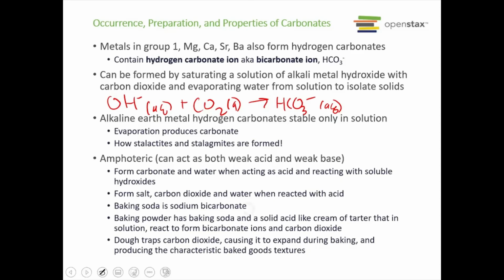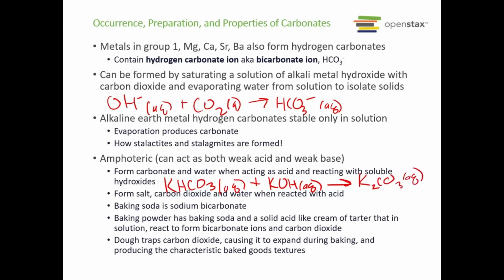So for instance, we take potassium bicarbonate and react it with potassium hydroxide, and we get potassium carbonate and water. When they react with acid and act as a base, they form a salt, carbon dioxide, and water.